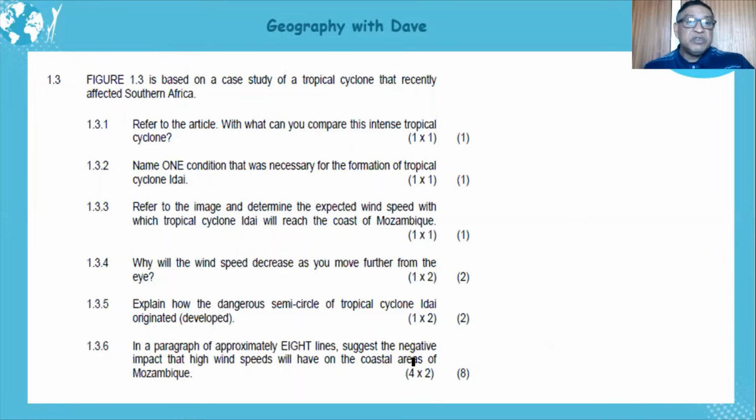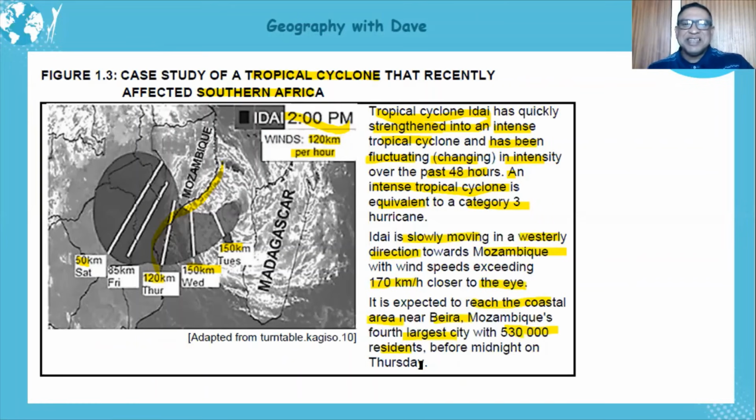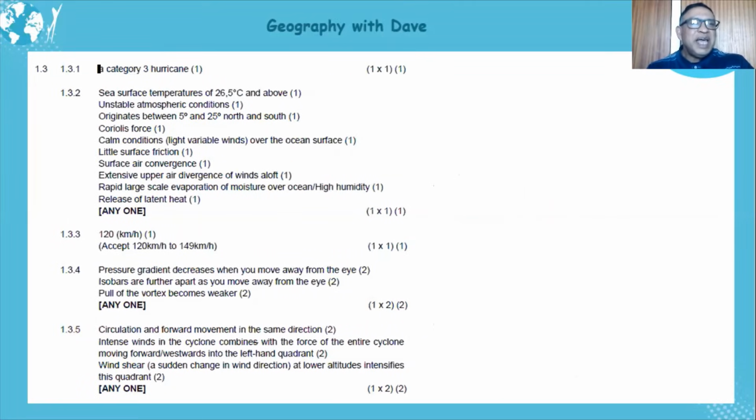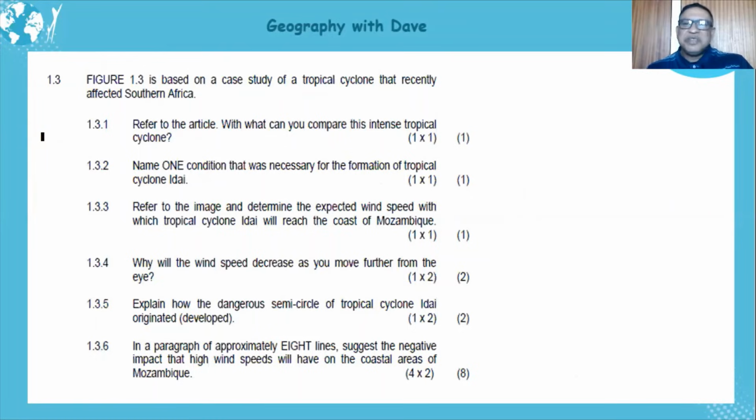All right, refer to the article with what do you compare an intense tropical cyclone? Can you see again, learners? What do we compare it with? Category 3 hurricane. Can you see it? Let's look at the memo. Category 3 hurricane. We took it straight from the article. Okay, can you see straight from the article? Right. So that was not a problem.